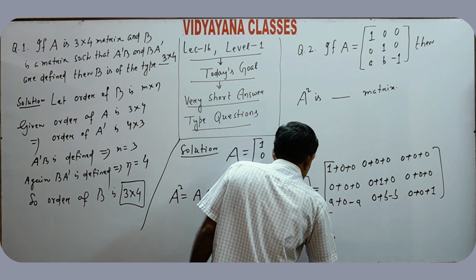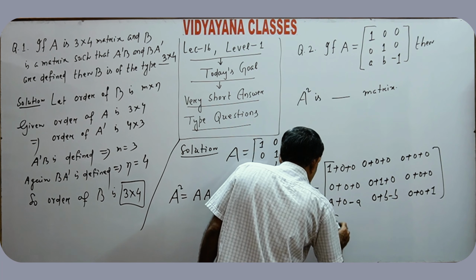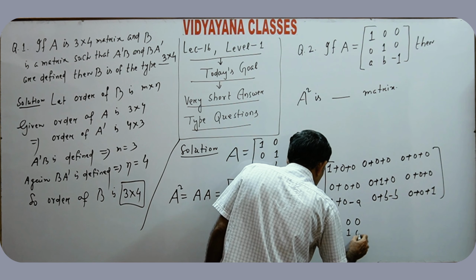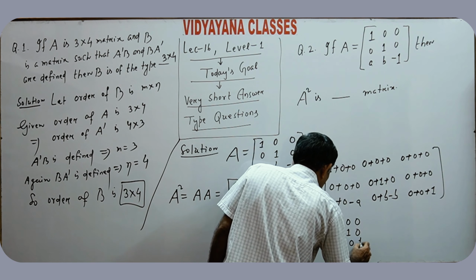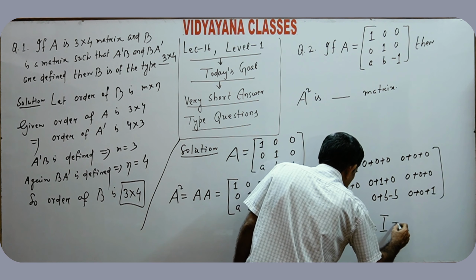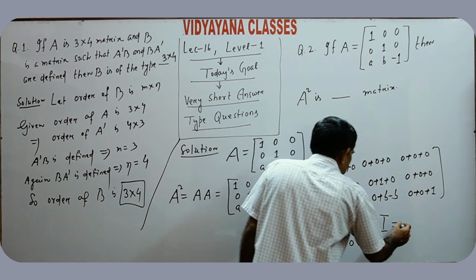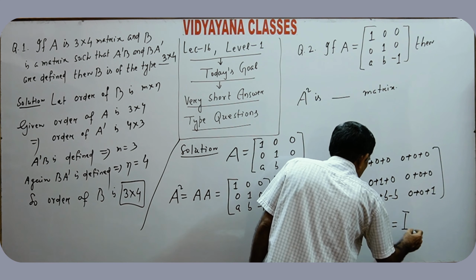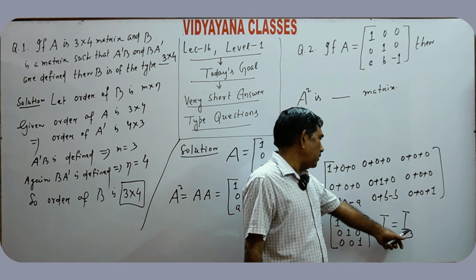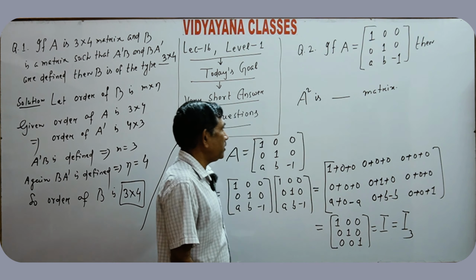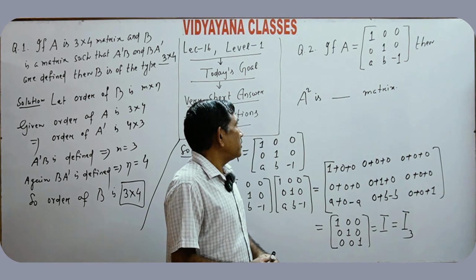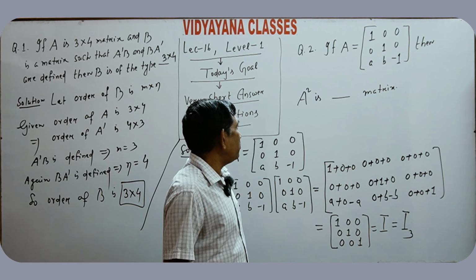It is 1 0 0, 0 1 0, 0 0 1. It is the unit matrix, which is the same as I3. We can write I or I3. I3 means it is a unit matrix of order 3. A square is a unit matrix of order 3.